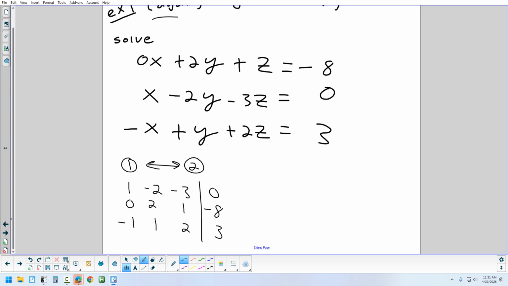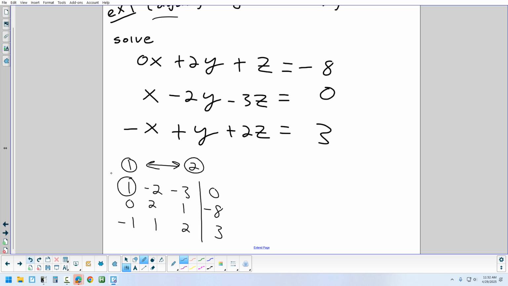Do I have a 0 in this spot right here? No, then I need to make it a 0. The way I'm going to make it a 0 is I'm going to do something with row 1. Maybe I have to multiply it by a number, who knows. And then I'm going to add it to row 3. Would I need to multiply row 1 by anything to make this and this opposites? That's the goal. No, they're already opposites.